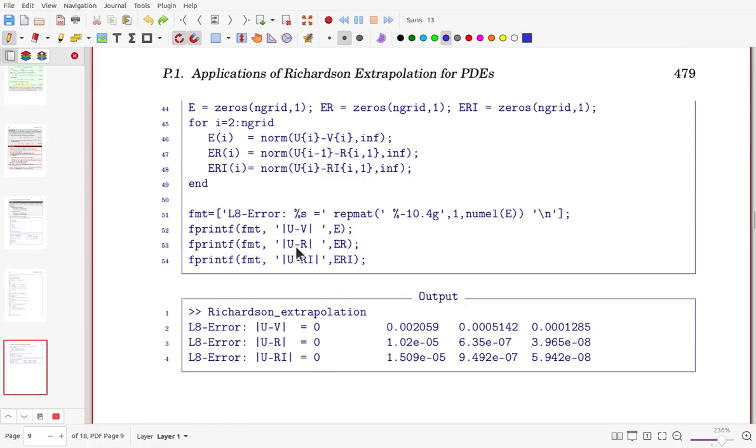Okay. So here, the beginning one is second order. We computed only from 2 to n grid. So that is 0. So these are meaningless. Anyway, the error here, error here, error here. You can see this is second order. For Richardson extrapolation itself, we now have error way smaller.